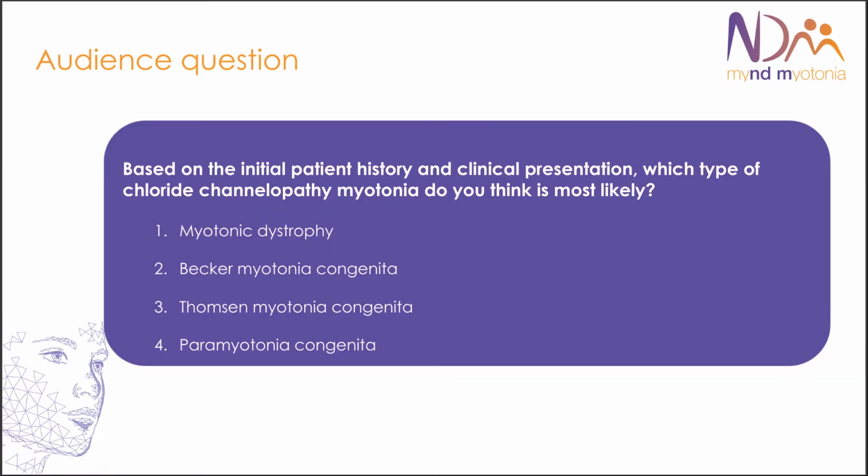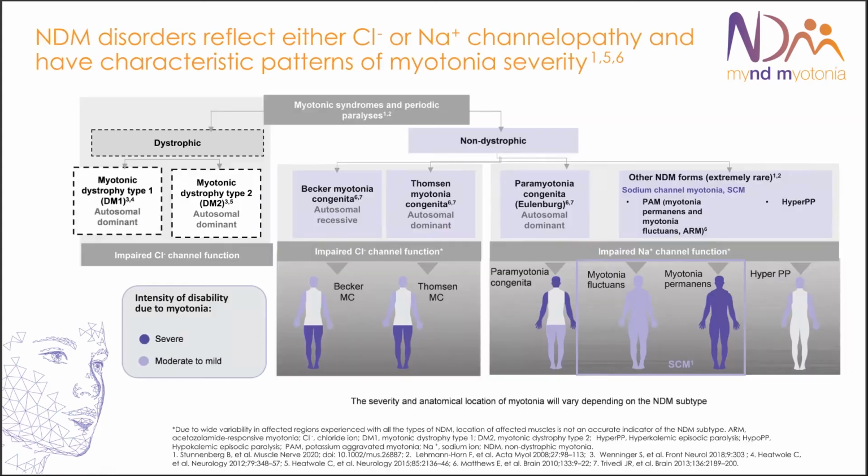So, based on the initial patient history and clinical presentation, which type of chloride channelopathy myotonia do you think is more likely? Okay, so 66% of you think that the patient has Becker myotonia congenita, and 33% think that the patient has Thomsen. It is 50-50 now, so we check. Okay, that's fine. Let's keep going.